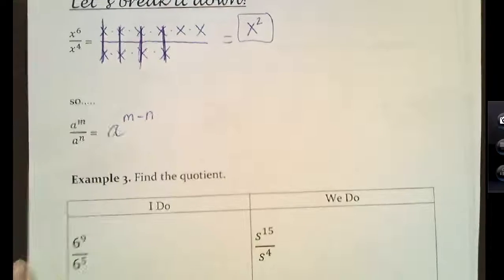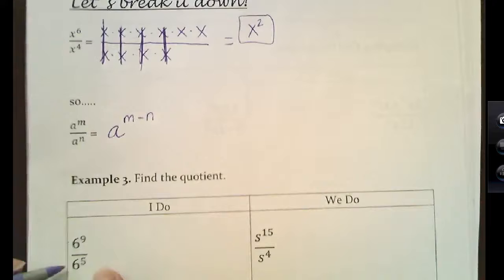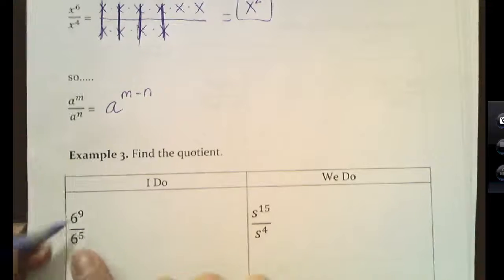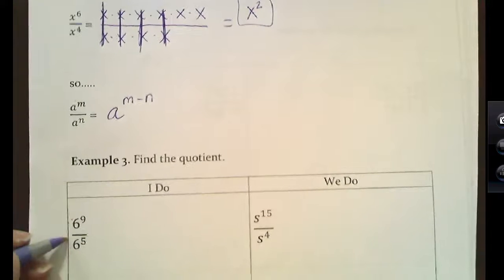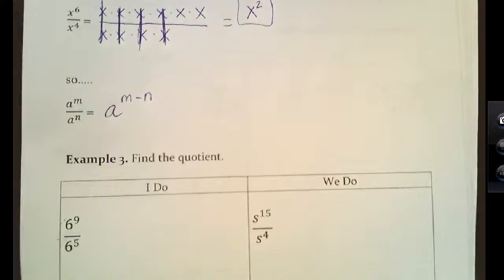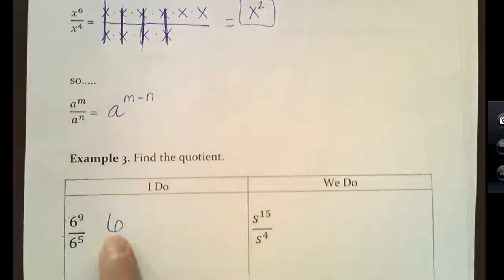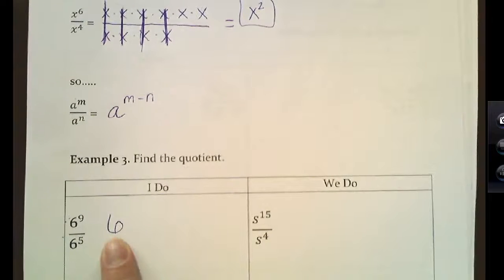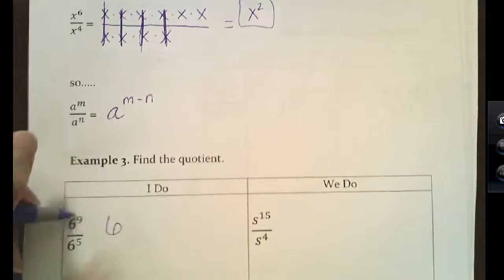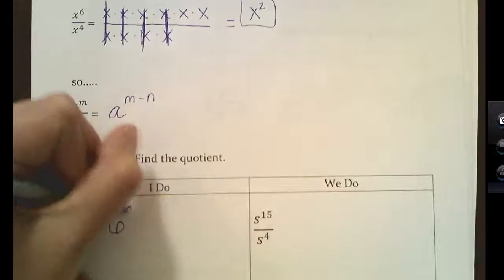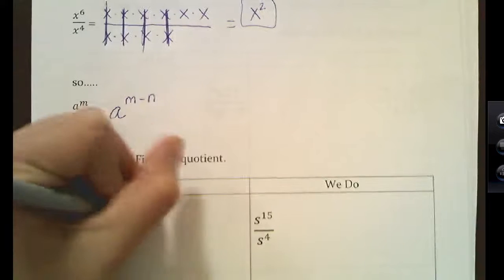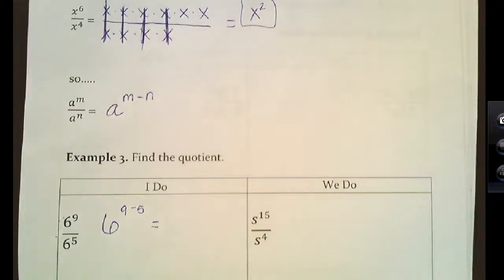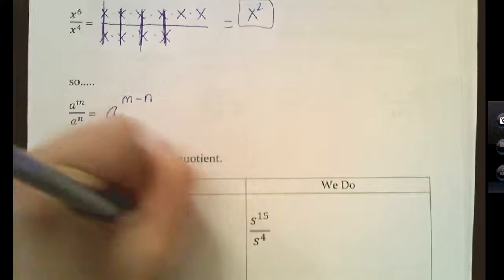So let's go down to example 3. 6 to the 9th power divided by 6 to the 5th power. I don't want to have to write out 9 6s and then 5 more 6s. So I'm going to go ahead and keep the 6. So you keep the base. That's a kicker right there. You got to keep the base. And we subtract our numerator, 9, minus our denominator, 5. And 9 minus 5 gives you 6 to the 4th power. Yes, sir. Go ahead.